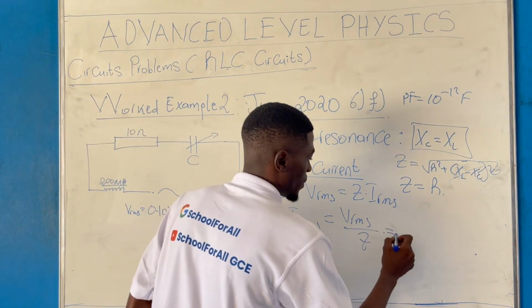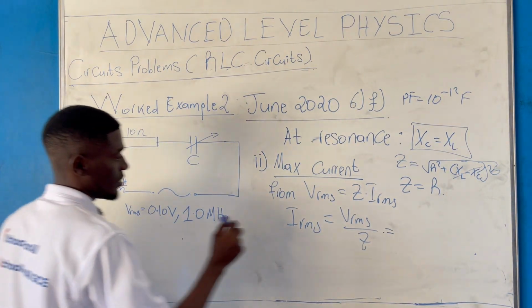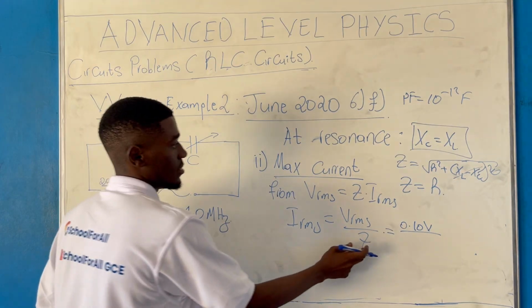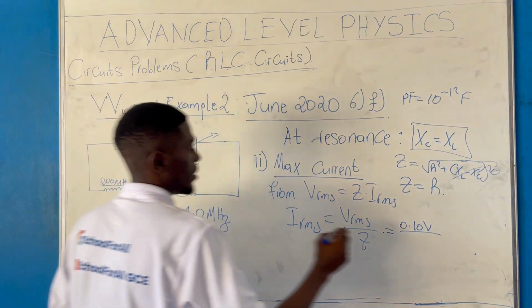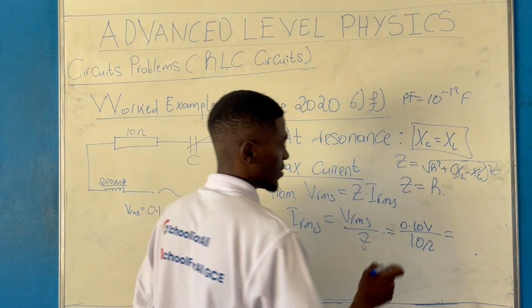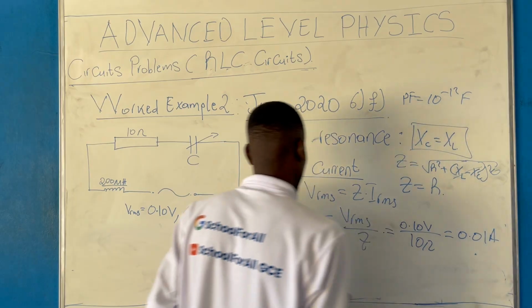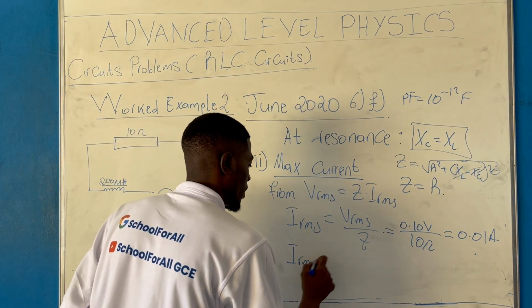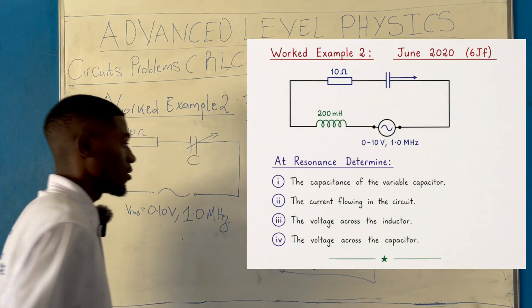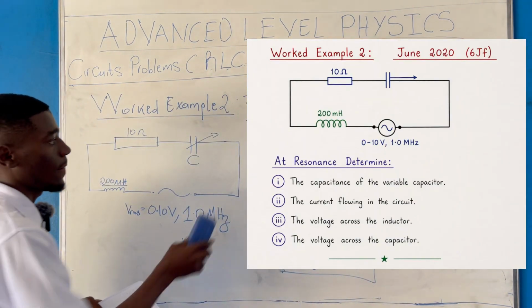So by replacing the values, VRMS is 0.1 volt divided by Z, which is R, and R is 10 ohms. After dividing these two, you come out with 0.01 amperes, which is the same as 10 milliamperes. As easy as that. So without wasting time, let us go to Roman 3.